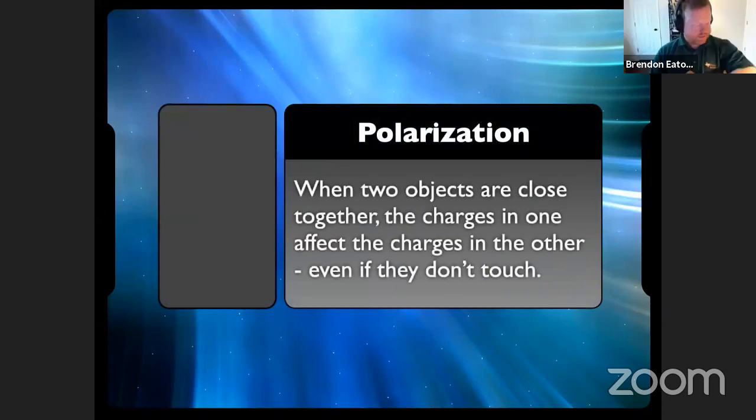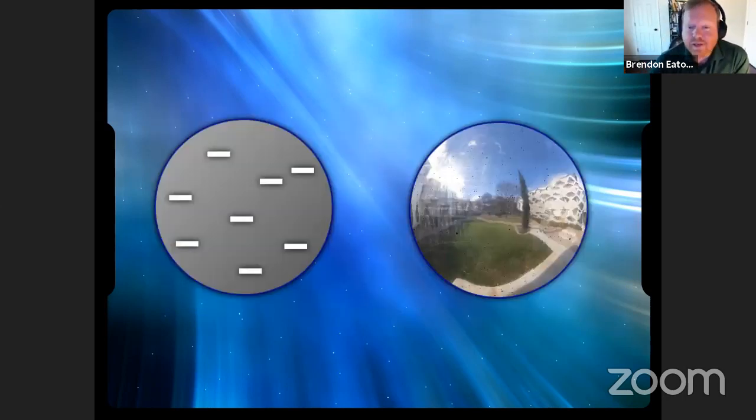Those are excellent examples of charging by conduction, but the second type that we're going to talk about today is polarization. So polarization is not the same as conduction at all. It's in fact when two objects are very close together, the charges in one of those objects affects the charges on the other object. And notice I said not even the same as conduction because they're not touching. They're only coming near each other to induce a charge on the other.